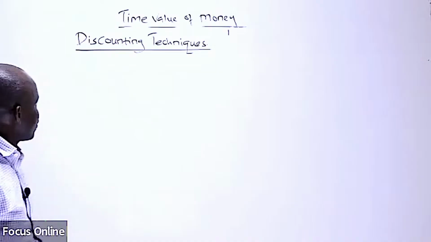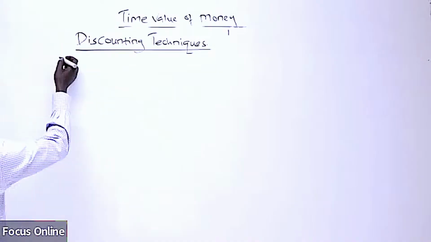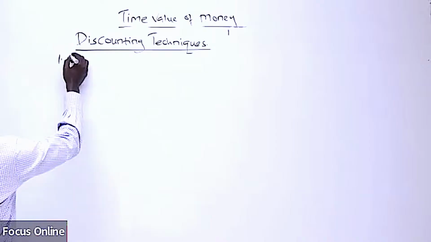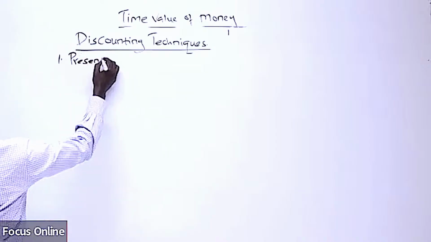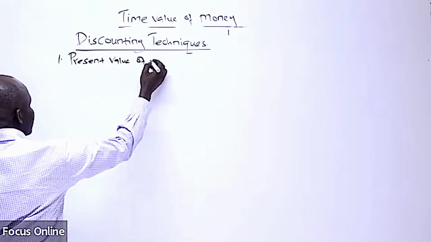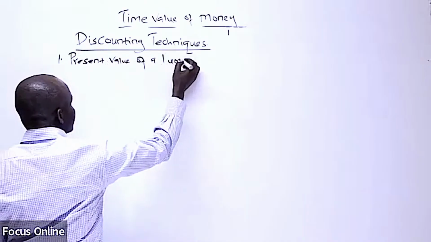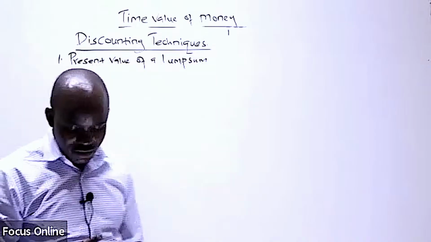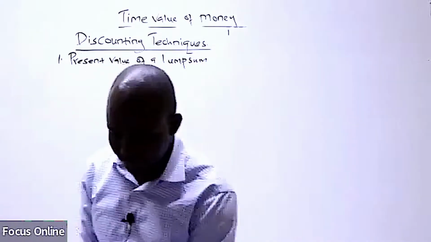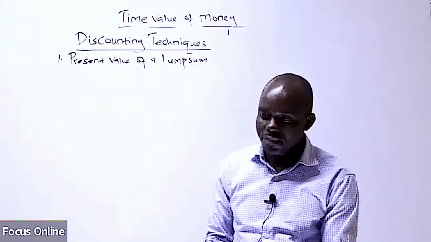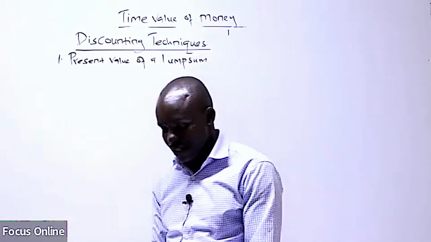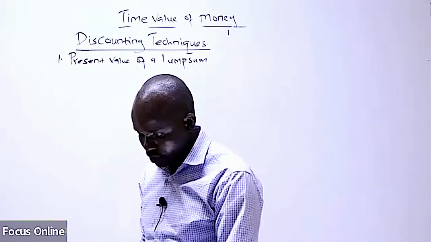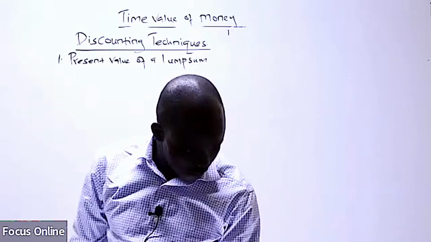So we start with the first one: present value of a lump sum. A lump sum, still the same thing as we've said, is an amount that is paid or received once.